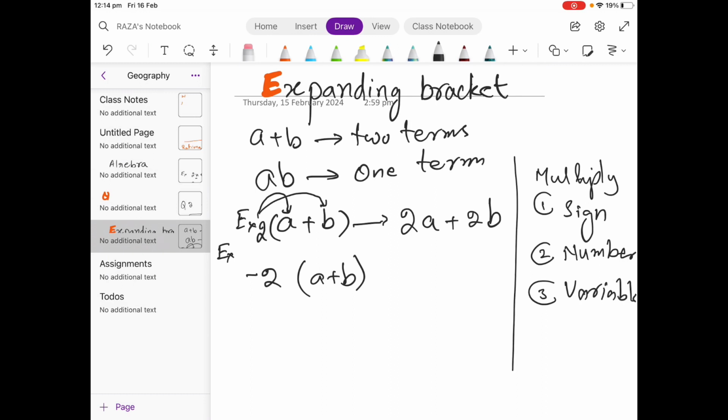Now in this case, first, the negative outside the bracket, you will apply with the sign of a. a doesn't have a sign, which means it is positive. So negative times positive is negative. Number with number: a doesn't have any coefficient, so that means it is 1, so 2 times 1 is 2. For the variable, there's no variable outside, so the variable a stays the same. Second, now apply the sign first: negative times positive is negative. 2 times the number of b: b doesn't have any number, so 2 stays exactly the same. And then the variable, we don't have any other variable, so b stays as it is.